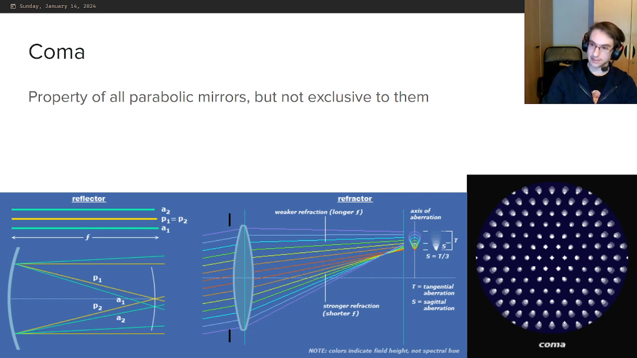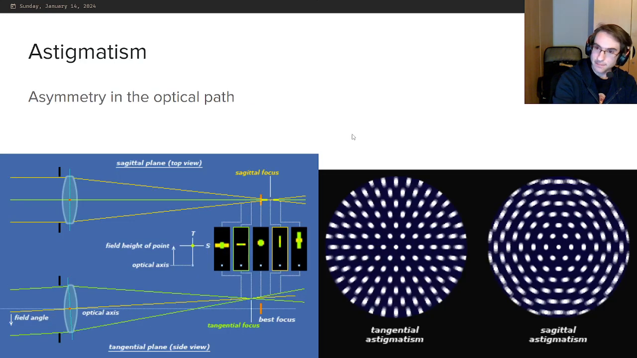And so you will see this. You will see this in mirrors, or see coma being talked about when the discussion is on reflecting telescopes much more than when the discussion is on refracting telescopes. And then lastly, we have, no, not lastly, right? Not lastly. Second to lastly, we have astigmatism.